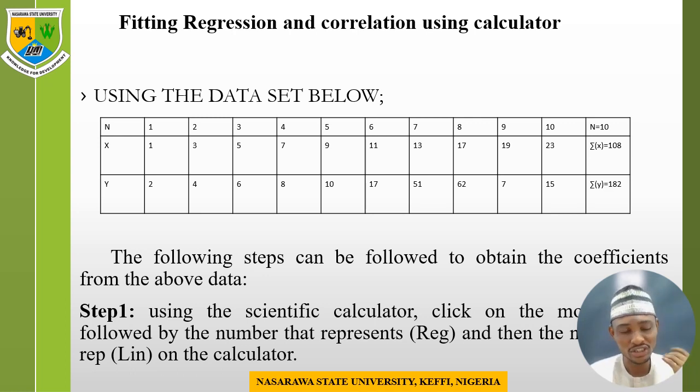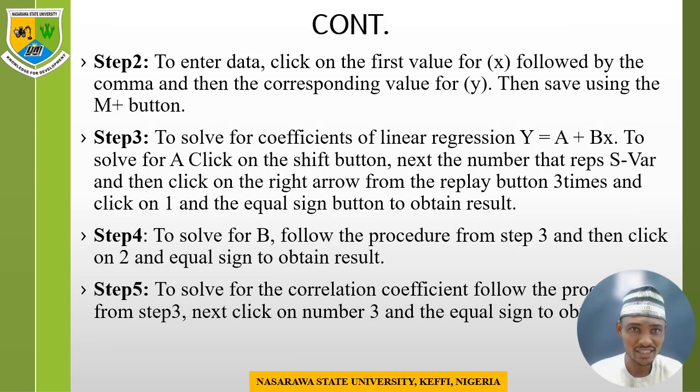Then what type of regression are you looking for? Maybe linear, maybe non-linear. If it is linear, then click on linear. After clicking on linear, go to the next step, enter the data. You first take the first value of x, followed by a comma, and take the corresponding value of y and save using the M+ button. The M+ button, as I've said here, is serving as your memory.